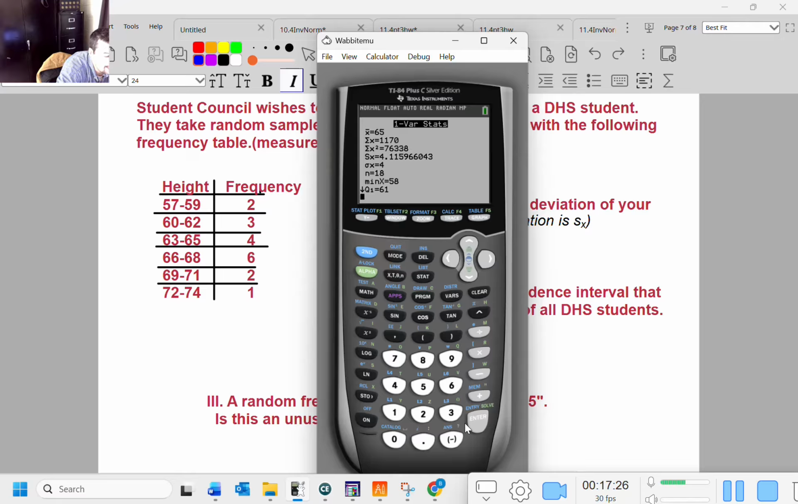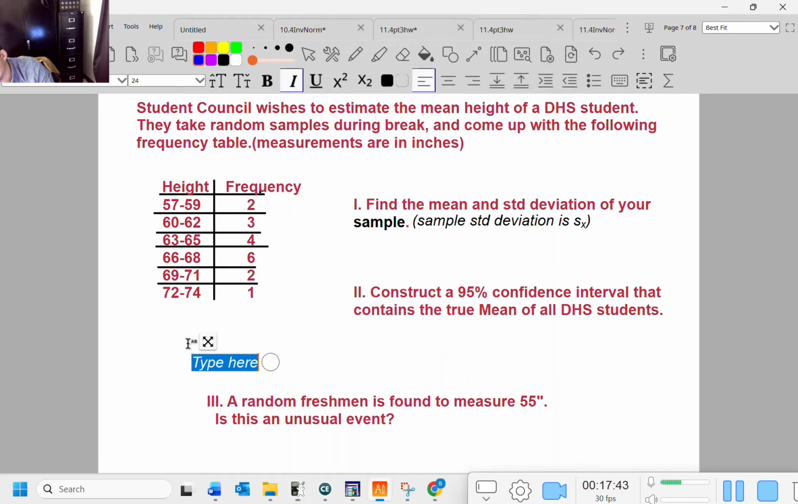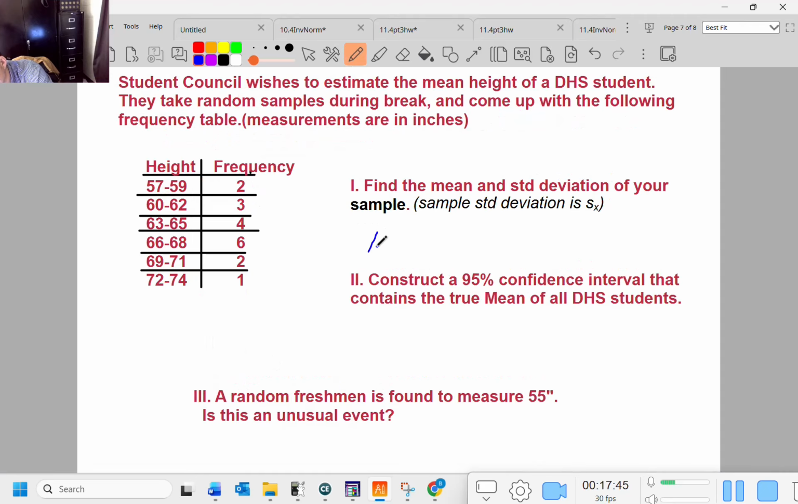Now, this is sample data, so this is going to be a little different. Everything else we've just done, we've assumed it was population. We're going to use Sx, not sigma. So Sx is about 4.12. We're still going to use x-bar for the mean. So x-bar is 65 and Sx is 4.12. All right, construct a 95% confidence interval that contains the true mean of all DHS students.